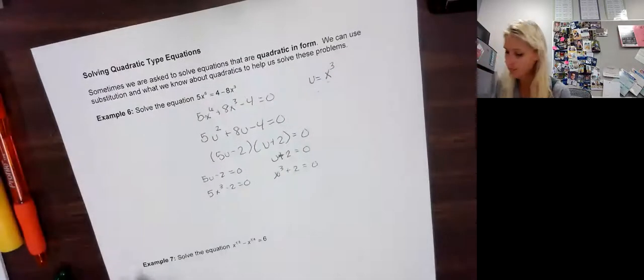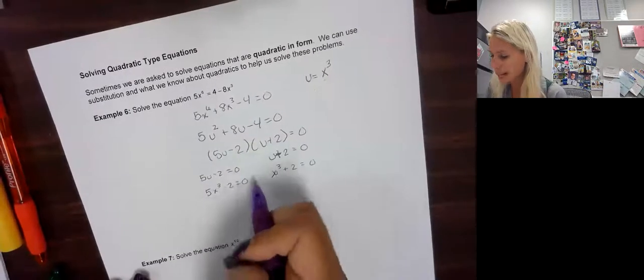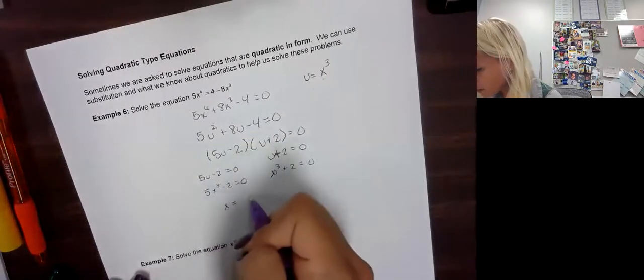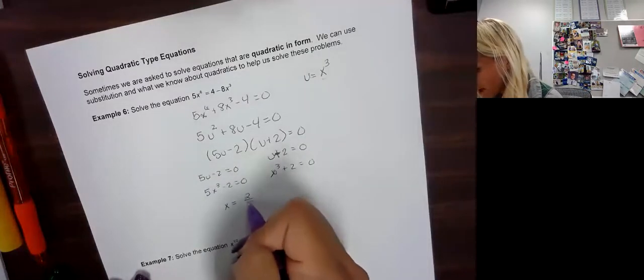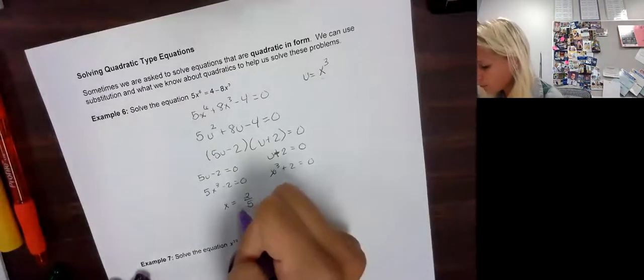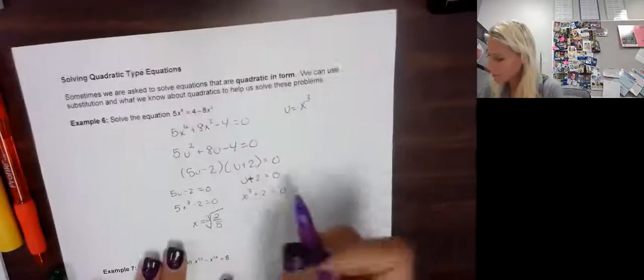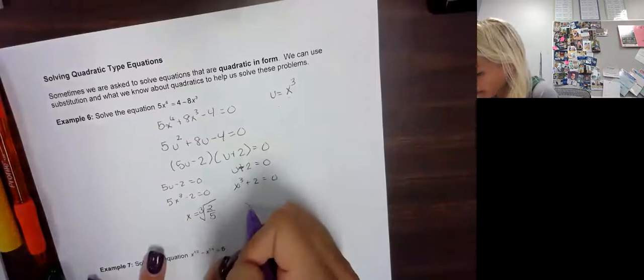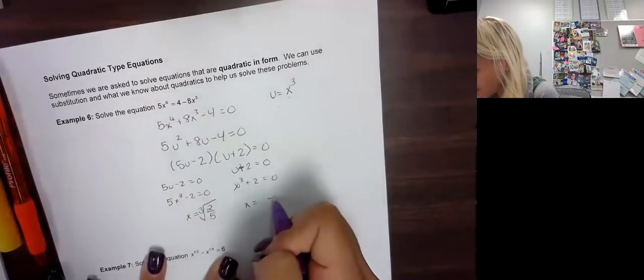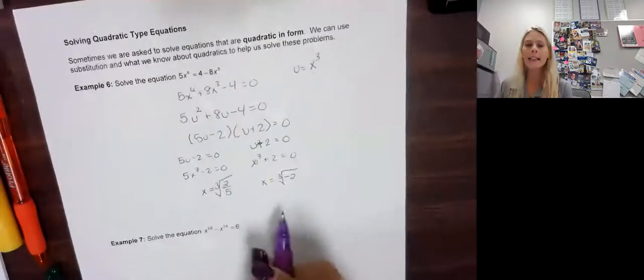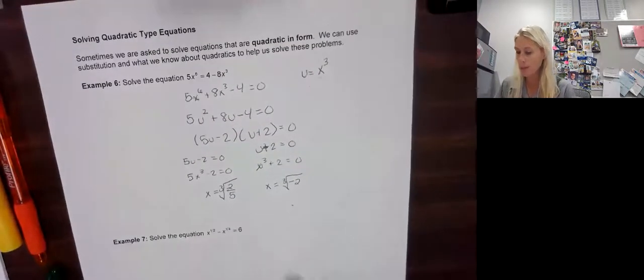And we solve. When we solve this, add 2, divide by 5. And how do you get rid of a cube? You take the cube root. And here I would subtract 2 and take the cube root. And since it's odd, a negative can be there. And these are both your answers. Let's try one down below and then we're all set.